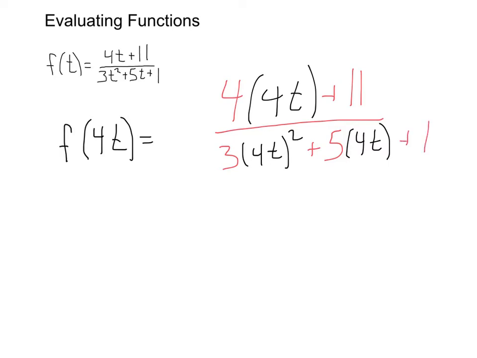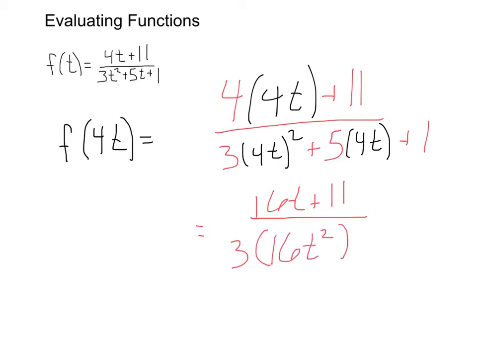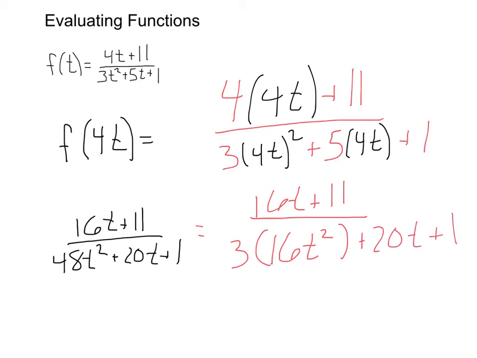And if we evaluate that, we're going to get 16t plus 11 all over, this 4t squared is going to be 4t times 4t, which is 16t squared, plus 20t plus 1. And if I simplify all that, I'm going to end up with 16t plus 11 all over 48t squared plus 20t plus 1.